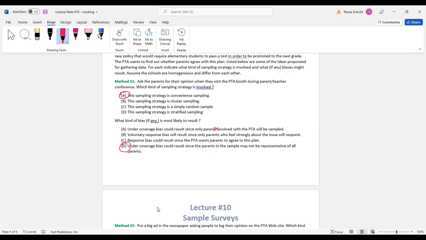Then part B says there's a volunteer response bias. This is not a volunteer case. They did not volunteer to give you the opinion; they come to visit and you ask them. Then part C says response bias could result since the PTA wants the parents to respond a certain way. We did not know whether the PTA is for or against; from the problem statement, we do not know. So the answer will be part D, because the parents stop at the booth and the PTA asks them. So this is an undercoverage issue.